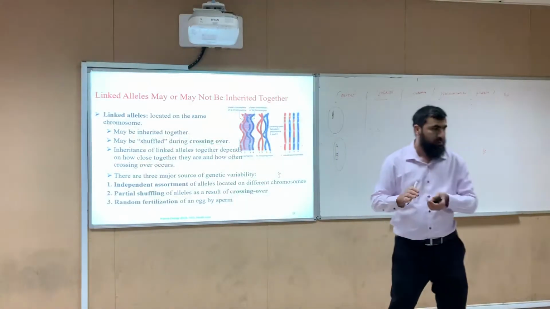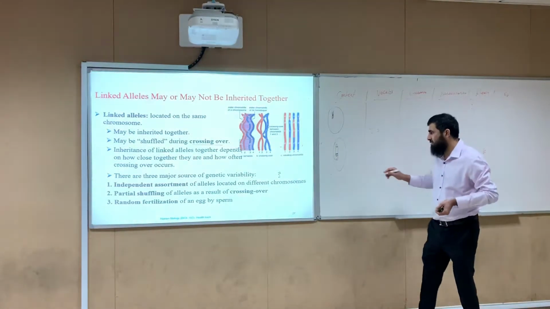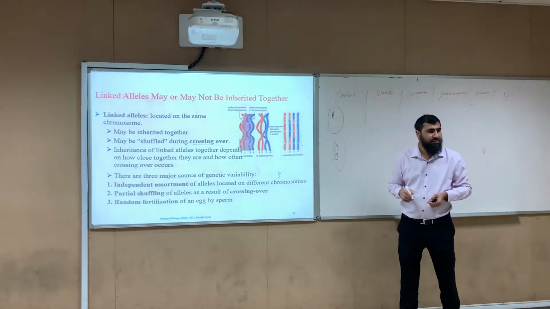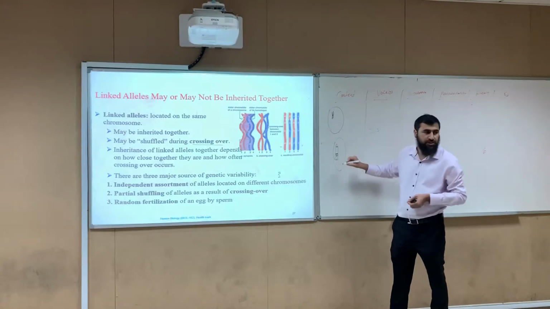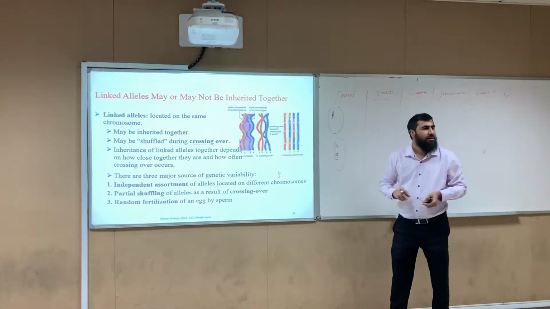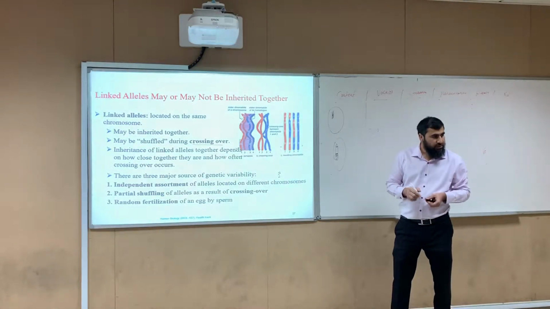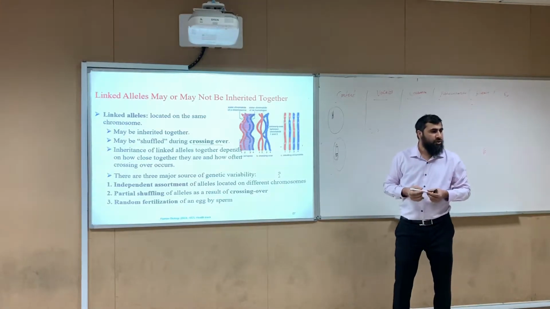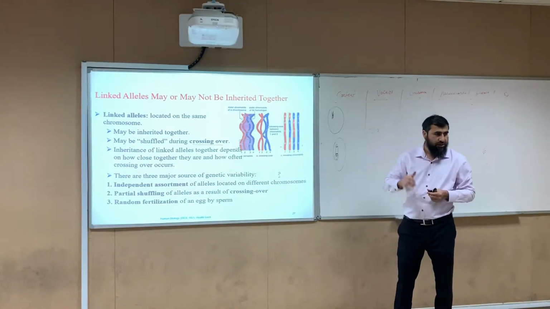Is there a certain length that has been determined? No, it depends on the crossing over here. This is a random thing that's happening. So the closer they are, the higher the chance they'll be inherited together. The farther apart they are, if crossing over happens, the less chance.